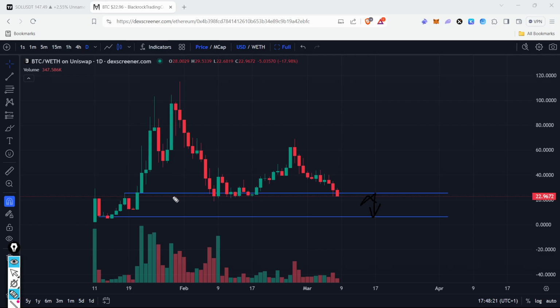This is probably what we call the accumulation area, right? You had this zone here, consolidated, broke up. Now, boom, there's this bearish price action. We're trading below here again.